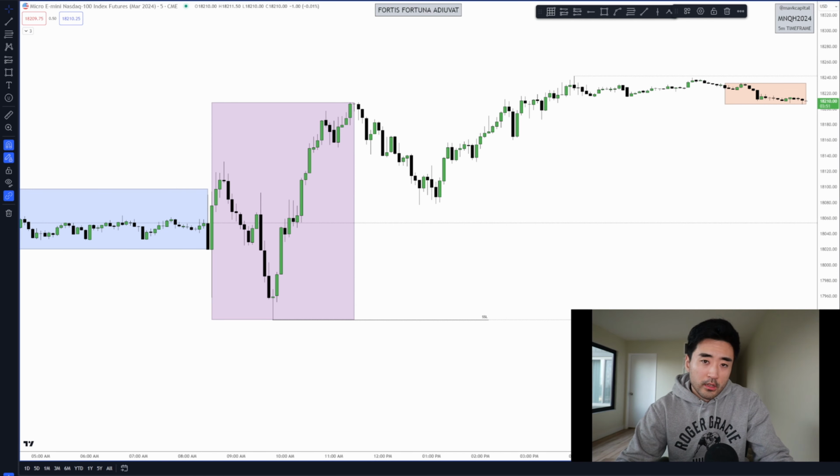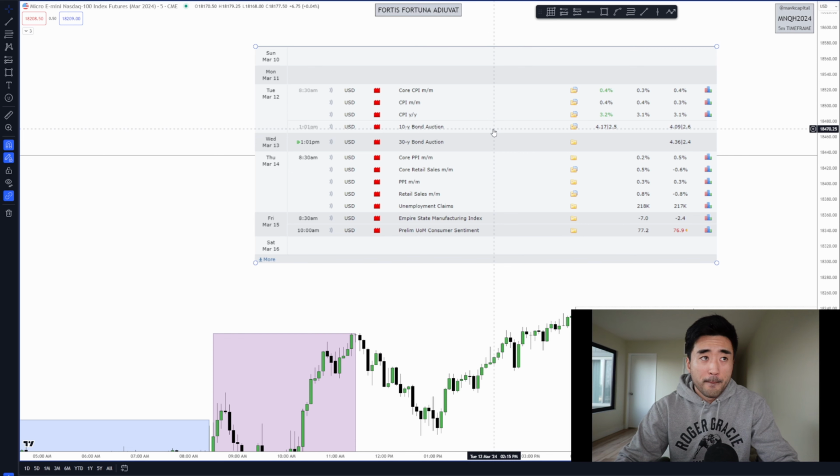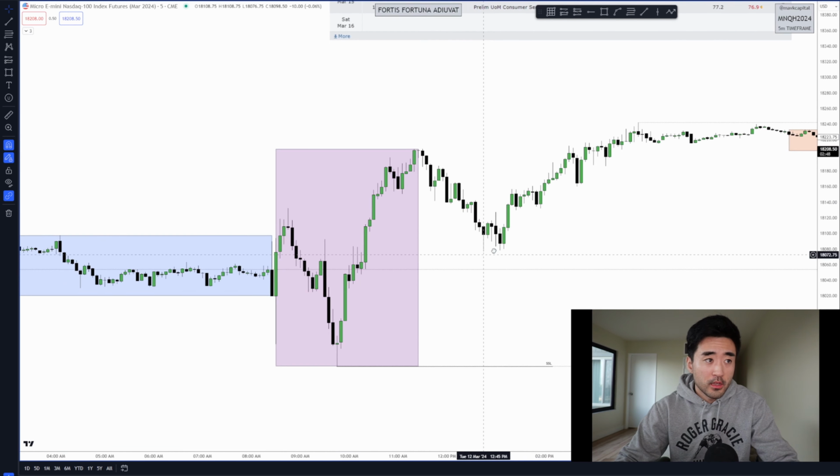So I'm gonna go ahead and drag this up here just so you guys can see, right? So here is the economic calendar for this week. As you can see, we have quite a bit, right? We had CPI come out today, which is March 12th. I didn't trade it, and you guys can see down here.